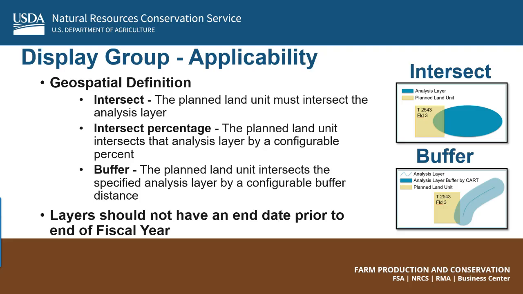Otherwise, it would be excluded. And then the buffer is basically looking at whether this planned land unit intersects within the buffer distance that was established when the geospatial definition was set up.